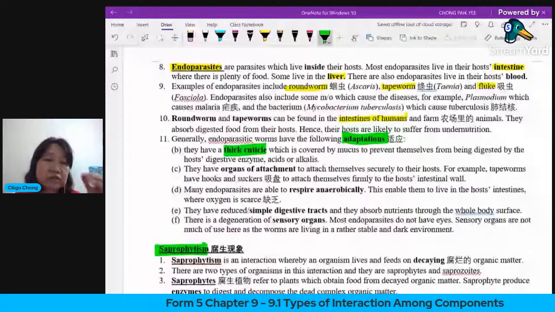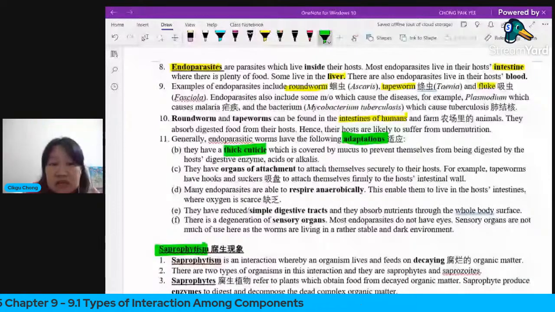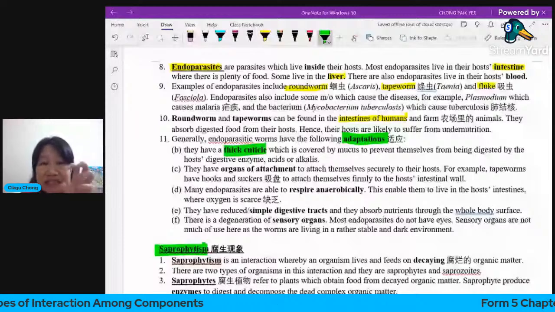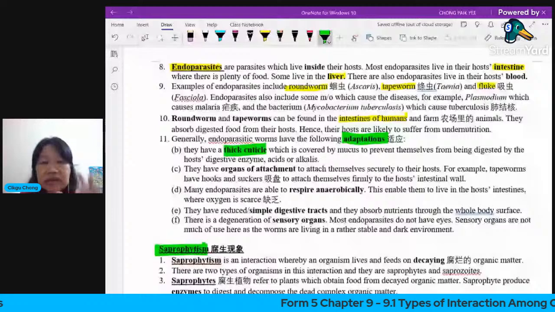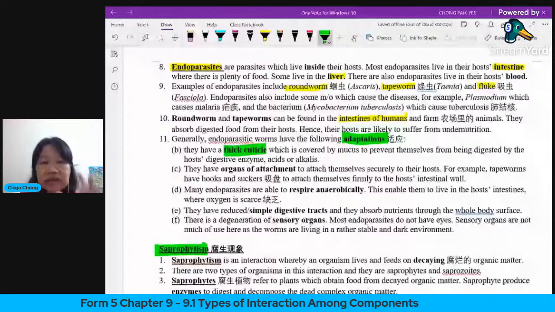Okay, you have organs of attachment. You see all the suckers, the part where you can suck, and sometimes teeth also, right? They have all these things. So they are able to have hooks and suckers. They can attach themselves firmly to the intestinal wall. So they stay there for a long time. Okay, so these are the adaptations. All right, let's write down here.